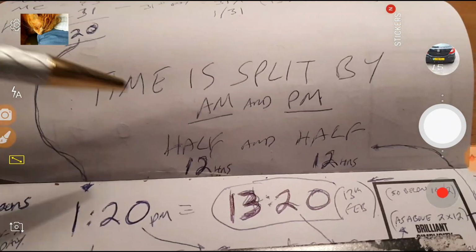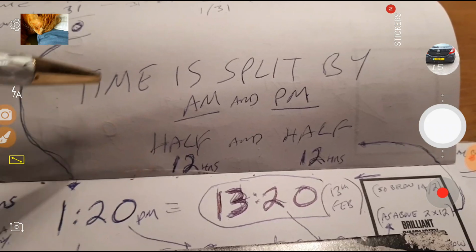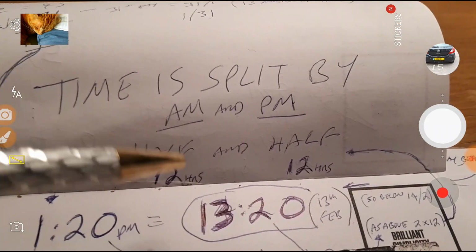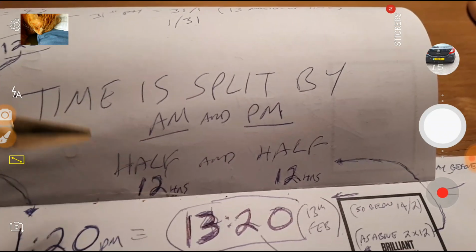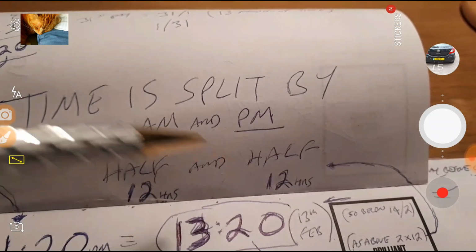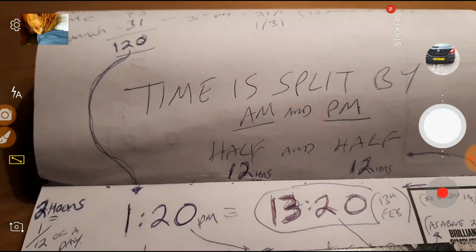So we know that time is split. We've got a circle, and we've got 1 to 12 that go round the clock. It goes round twice. We have 12 hours for the AM, 12 hours for the PM. So 2 halves.